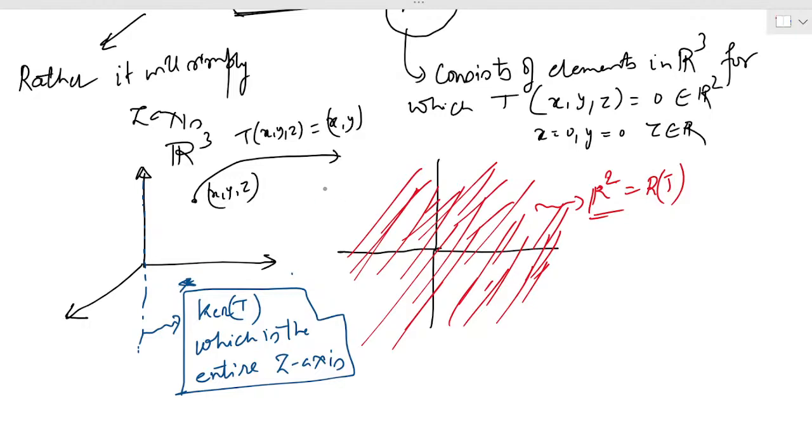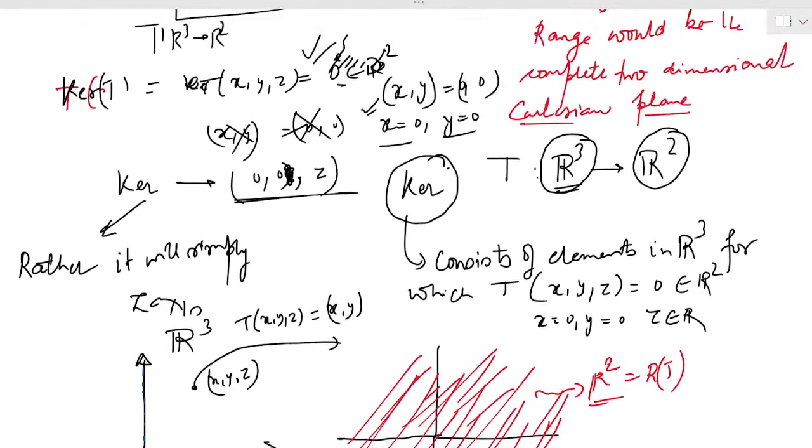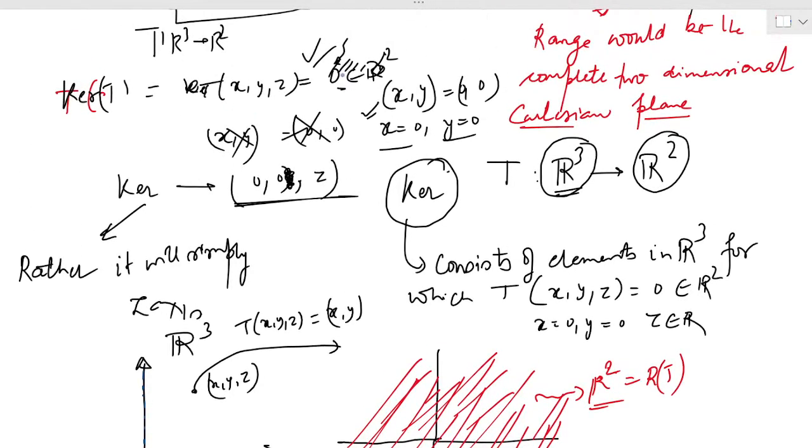Actually, while writing, I made a mistake. So basically, this is fine. This is fine that if I want to write T of x comma y comma z, it would be 0, and 0 would belong to R square. Indeed. So from here, you will get that x and y both are 0, but you cannot say anything about z. So z will belong to all real R. Z can belong to all real R.